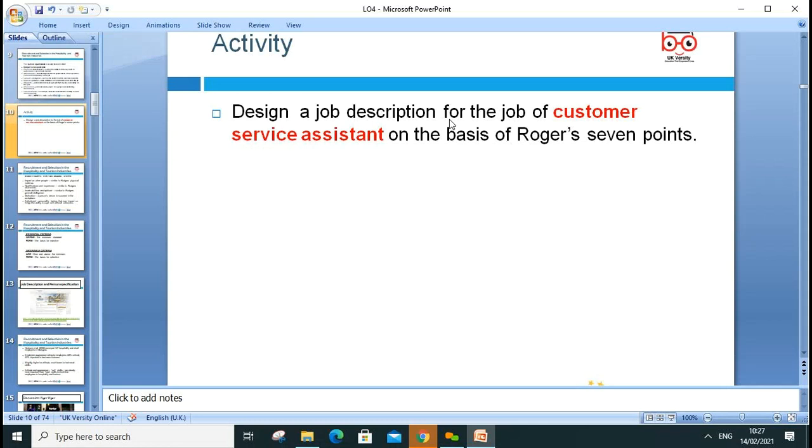Okay, guys, just think about this now. Design a job description for the job of customer service assistant on the basis of Rodger's seven points. So, a job description based on the seven points, then prepare the job description. Please spend a few minutes thinking about it.